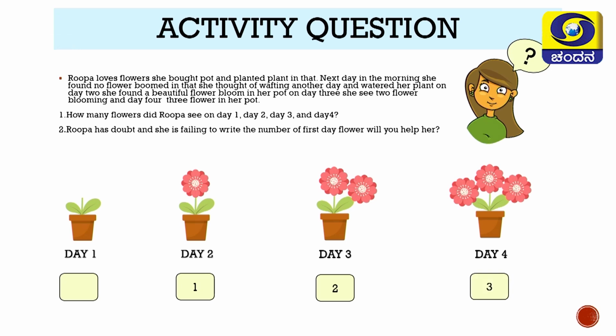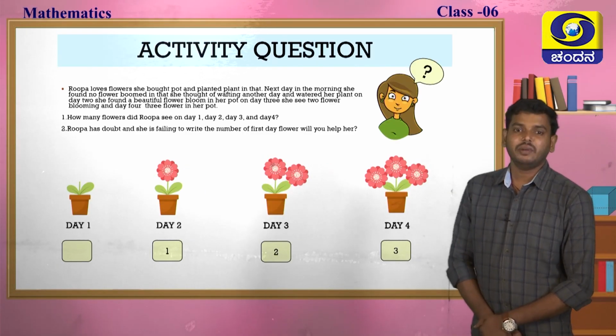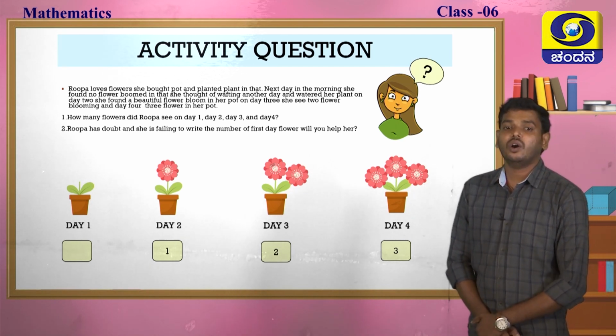We will move to the second question. Rupa has a doubt and she is failing to write the number of first day flowers. Yes, of course, children. See, the first day she did not find any flower. It is nothing but nil. So, in mathematics, how are we able to represent this nothing or nil?